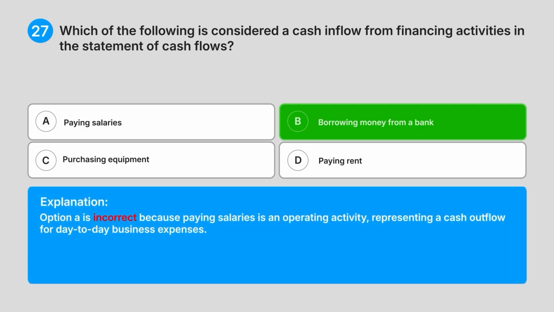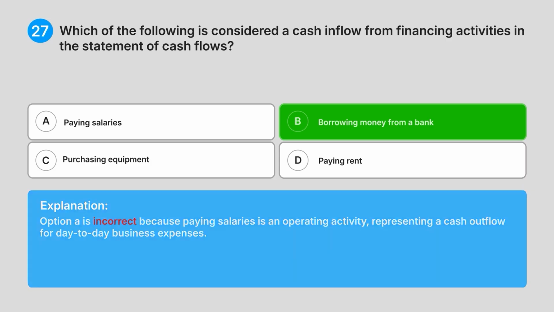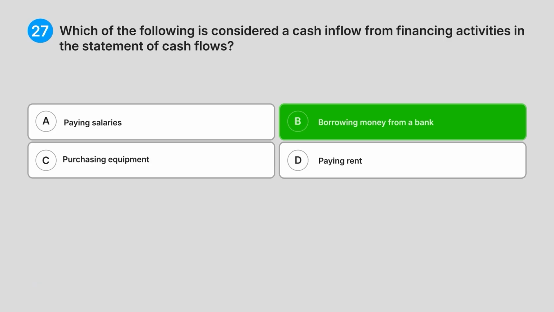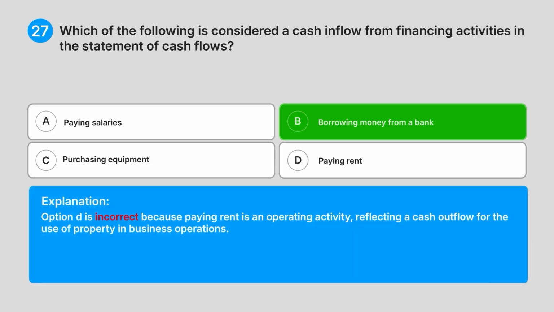Option A is incorrect because paying salaries is an operating activity, representing a cash outflow for day-to-day business expenses. Option C is incorrect because purchasing equipment is an investing activity, which involves using cash to acquire long-term assets. Option D is incorrect because paying rent is an operating activity, reflecting a cash outflow for the use of property in business operations.